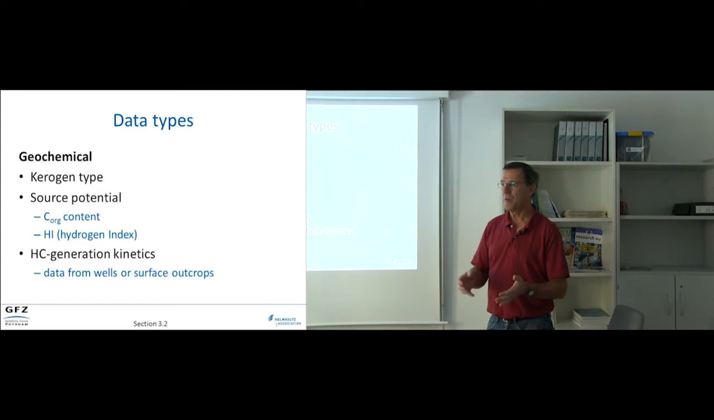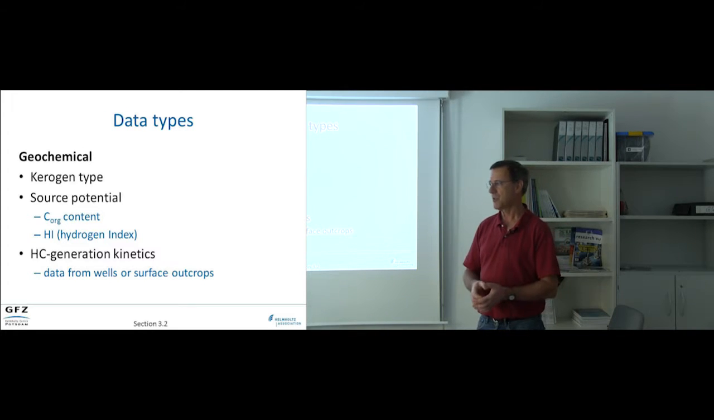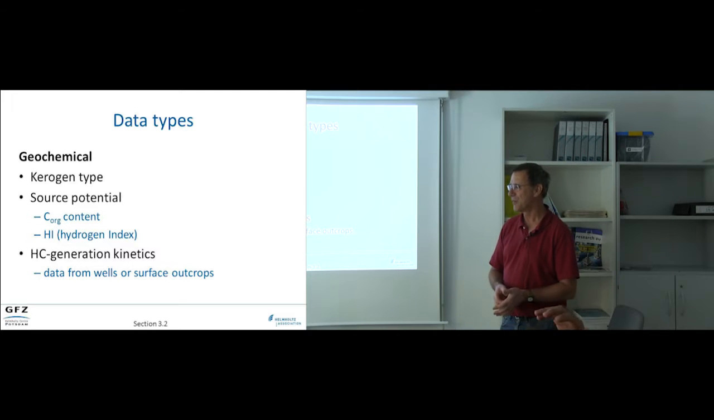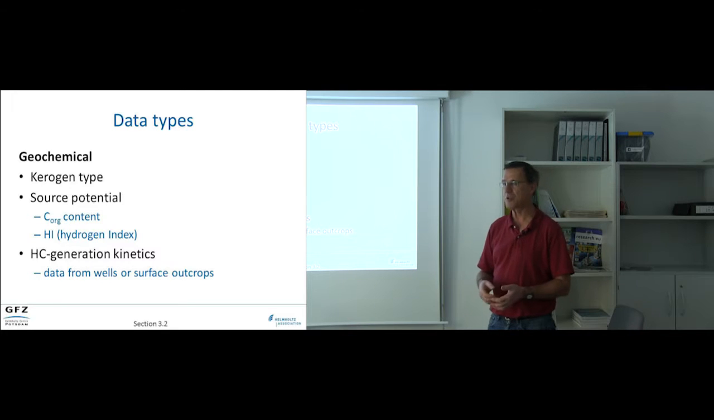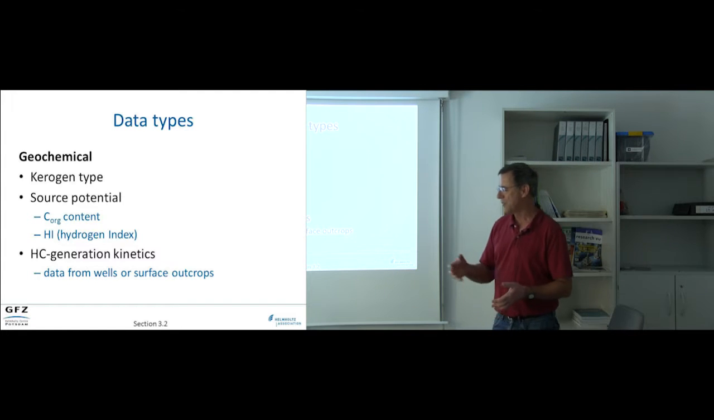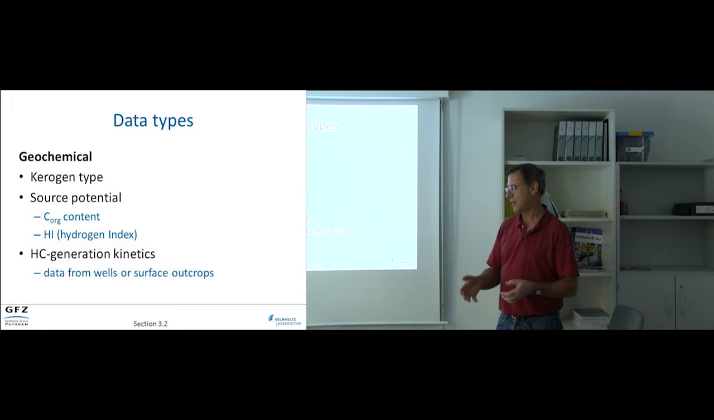Kerogen type 3 is a gas-prone source rock at the end. Kerogen type 2 is an oil-prone source rock, and kerogen type 1, which is not very common, would be an ideal oil source rock. You need to measure how much organic carbon, how much carbon is in your system. You need to determine hydrogen index and so on, because with all this data you can later use the hydrocarbon kinetics models to calculate how much hydrocarbons form and how rich your source rock is and how many hydrocarbons are generated and move through the system.